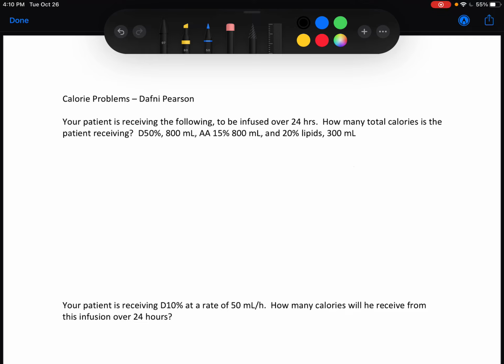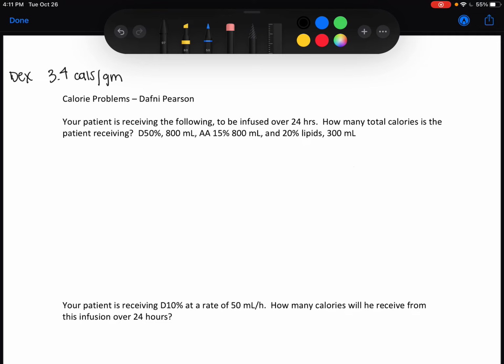Okay, y'all, this is going to be the lesson on how to work a calorie problem. So the first thing to know when working calorie problems is how much each component is worth, how many calories each component contains. So we're going to look at the dextrose, or the sugars, first. So dextrose is always going to be worth 3.4 calories per gram. So we're going to know that dextrose is 3.4 calories per gram.